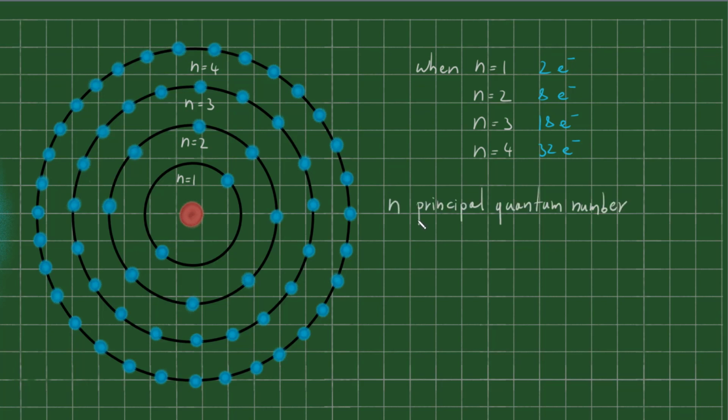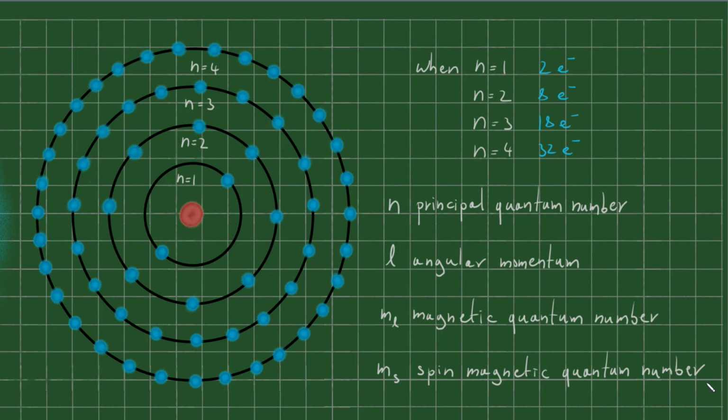The fact that this is called the principal quantum number suggests that there are others. There is L, which gives the angular momentum. There is ml, which gives the magnetic quantum number. And finally, there is ms, which gives the spin magnetic number. Now, these sound very scary, and they also sound like they've been made up by somebody who really likes the word quantum. But what do these numbers actually represent?